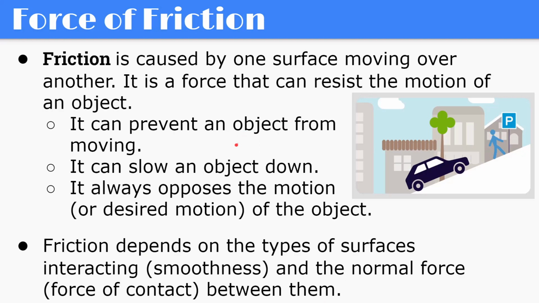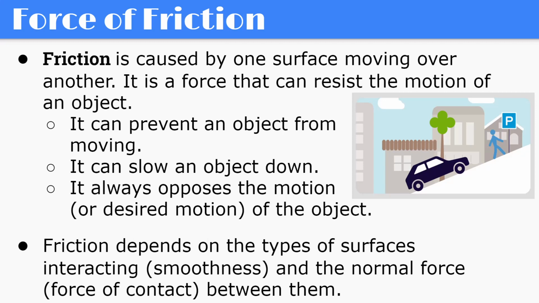All right, so friction. I told you we're going to talk about friction today. Friction is caused by one surface moving over another. It is a force that can resist the motion of an object. It can prevent an object from moving, and if you park your car on a hill, you are banking on that. You're like, I sure hope the friction between my brake pads and my rotors and between my tires and the roadway is enough to keep my car from rolling down this hill. You are banking on friction keeping you where you're at.